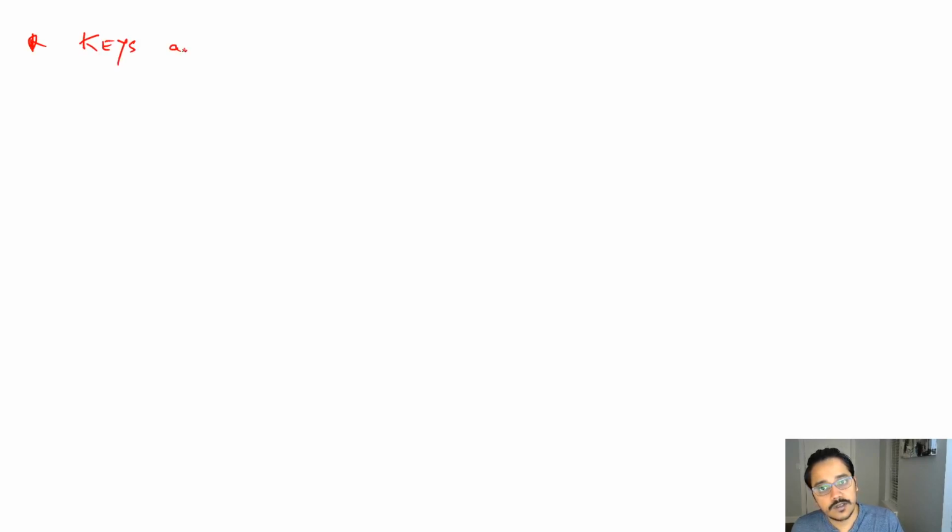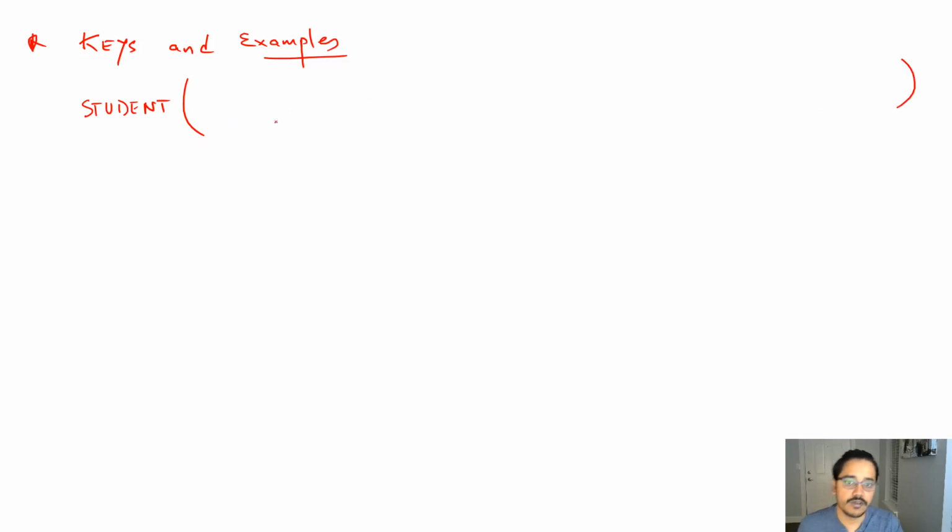So, keys and examples. Let's say we have a relational notation for a table. If you want to represent a table in its relational notation without having to draw out the entire table, you simply write it as such. You have the entity name, student, and then the opening and closing brackets, and you fill in all the different attributes separated by commas, right?